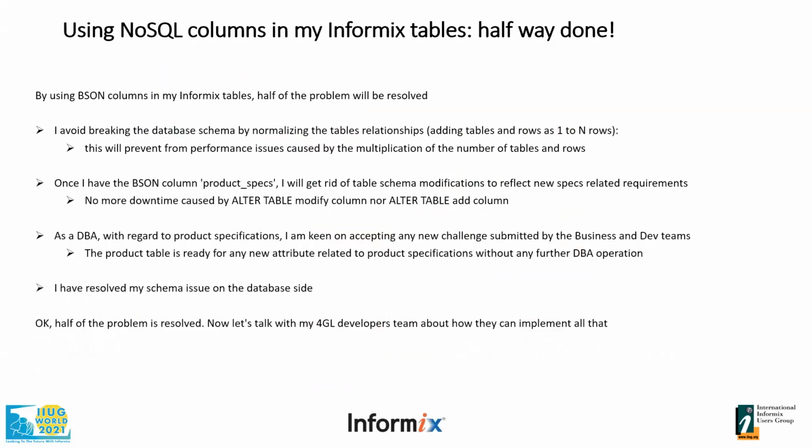But we are halfway done. Okay, the database side is done. We are okay. Half of the problem is resolved. So I said, avoid breaking the database schema by normalizing the table relationship. Sometimes I could have considered this modification by creating new tables and making a one-to-one relationship by normalizing them, which will make the data easier.